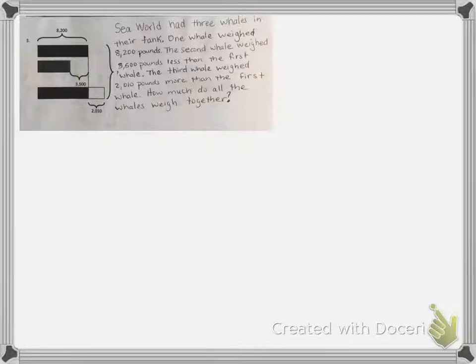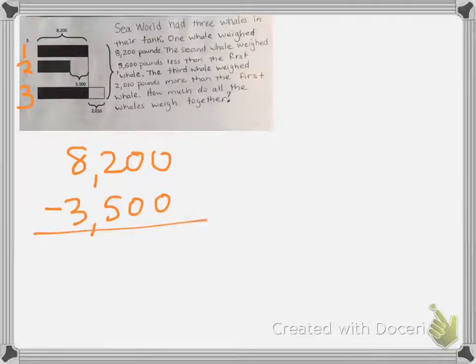Okay. First, let's find out how much. This is whale 1, whale 2, and whale 3. To find whale 1, we had no whale 1. To find whale 2, we have to do 8,200 minus 3,500. Okay. These are going to be 0, 0.